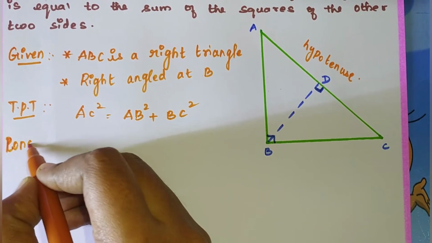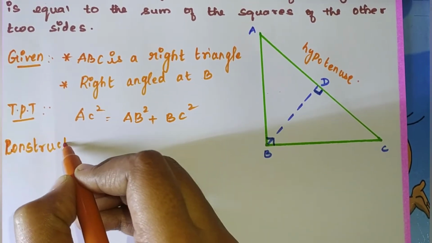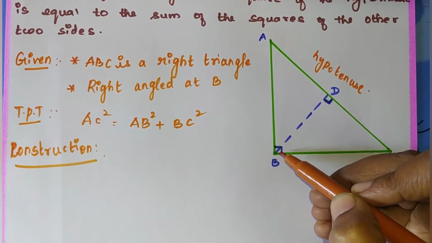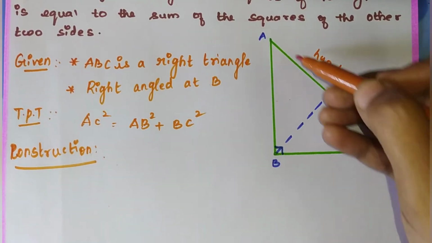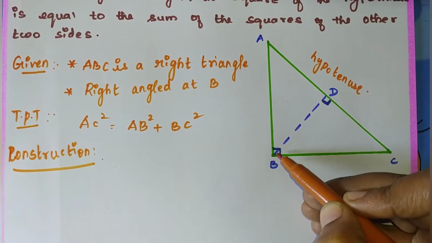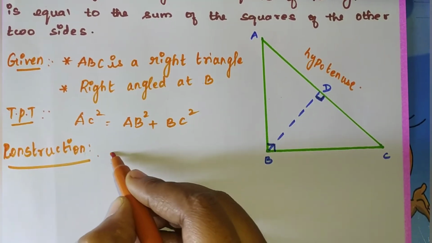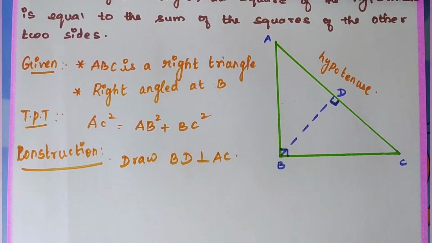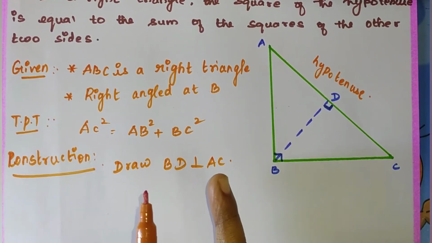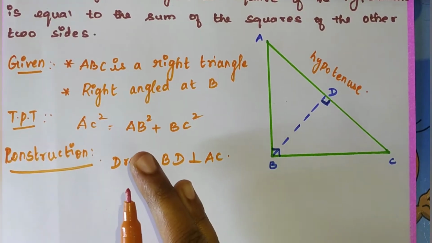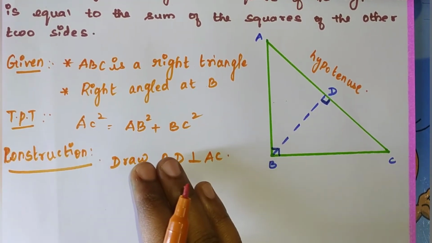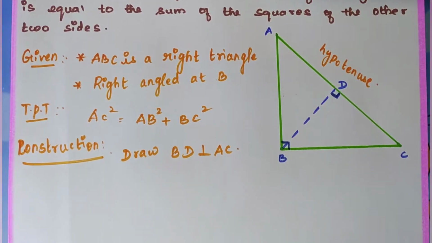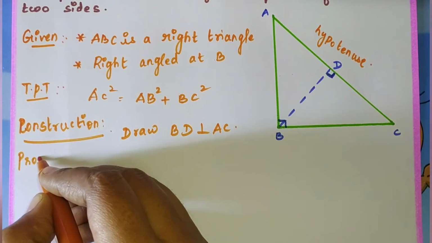Before that we have to draw one line, that is construction. Draw a line BD that must be perpendicular to AC. Clear, all of you? So given, what is given? ABC is a right triangle, right angled at B. To prove that AC square is equal to AB square plus BC square. Construction: draw BD perpendicular to AC. Okay, now start the proof.